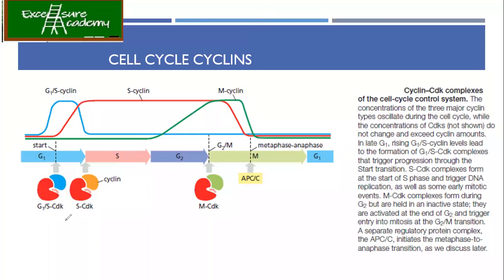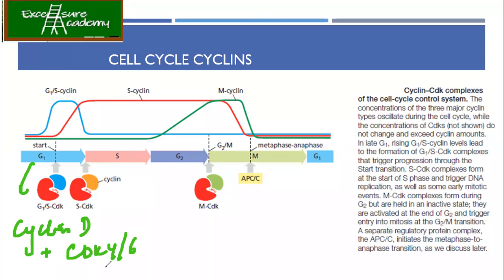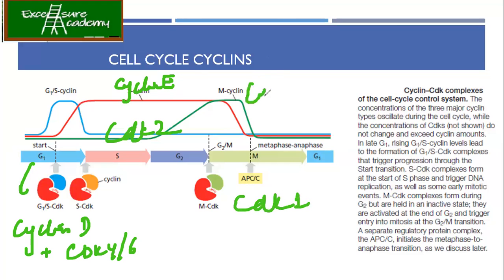Okay, so we know that in the G1 or G1/S phase, we have cyclin D, which interacts with CDK4 or 6. Similarly, when it enters the S phase, you have the S-CDK and S cyclin. So here it is cyclin E and CDK2. Now, in the case of G2 or M cyclin, it is CDK1 and the cyclins are cyclin A and B. Okay, so either you can remember it this way or you can remember it in alphabetical order also.